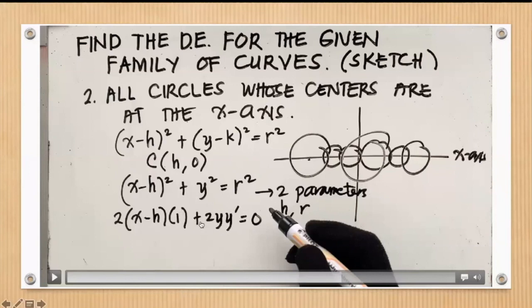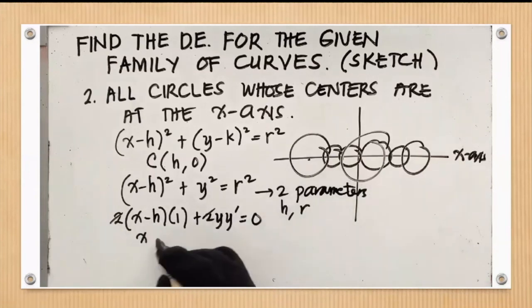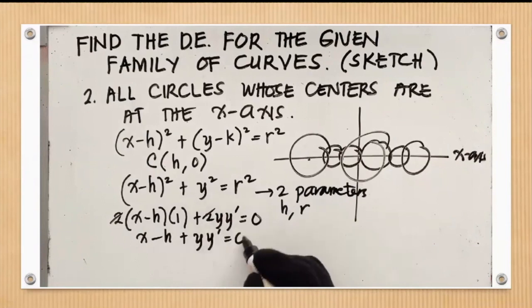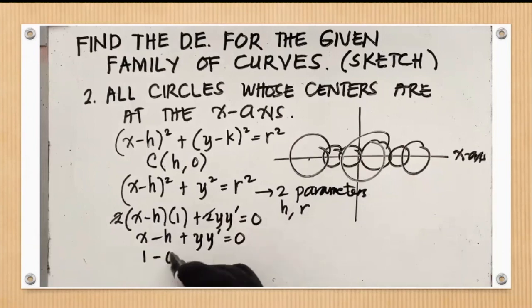So as you can see, may common tayo dito sa bawat term, 2. So you can actually divide both sides by 2 or cancel that, bago ka mag-proceed sa next na differentiation. Para makita mo, pwede mong ayusin muna before you can proceed. So x minus h plus y y prime equal to 0. Then you proceed to differentiating it for the second time or final differentiation.